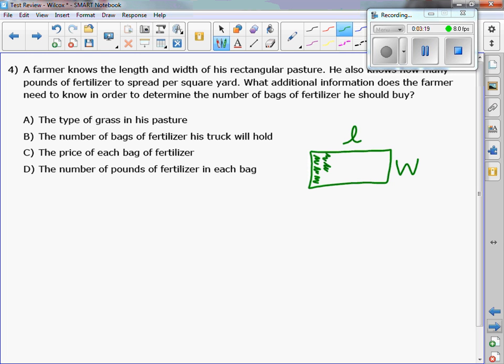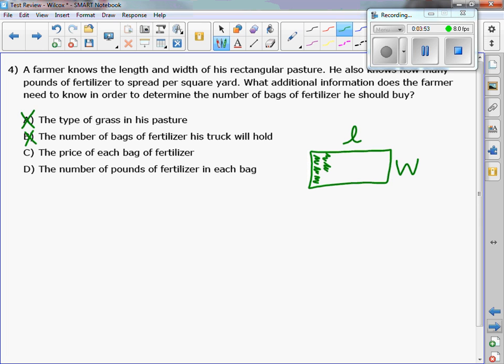But what we're trying to figure out is what else do we need to know if he needs to figure out how many actual bags he needs to buy. Answer choice A says the type of grass in his pasture. The type of grass that he's growing is not going to affect how many bags he needs to buy. The number of bags of fertilizer his truck will hold. Well, again, I don't think that his truck is going to have anything to do with how many bags he needs to buy. He could always go back and get another truckload if he needed to.